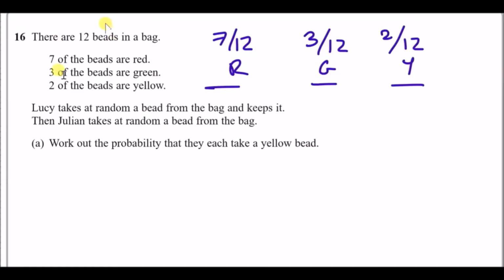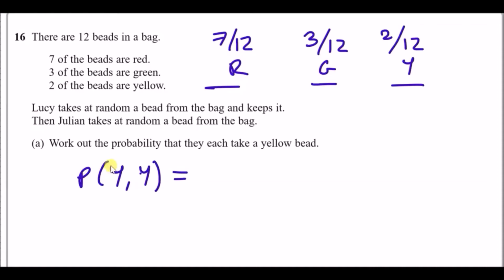Now, next bit. Lucy takes at random a bead from the bag and then keeps it. So that means the 12 will drop to 11. Then Julian takes at random a bead from the bag as well. Now work out the probability that they each take a yellow bead. Alright, so this is easy. So this is the probability of Lucy taking yellow first and then Julian taking yellow second.